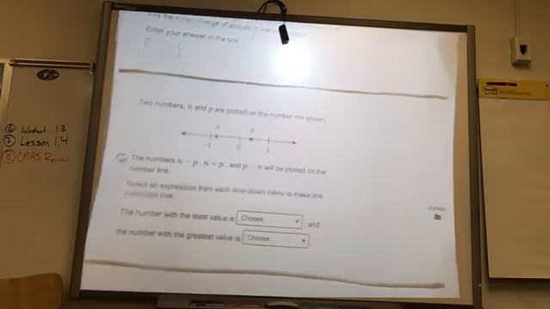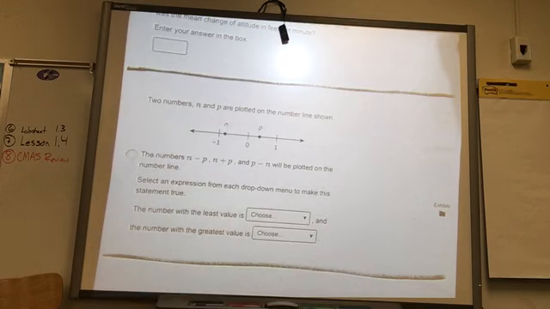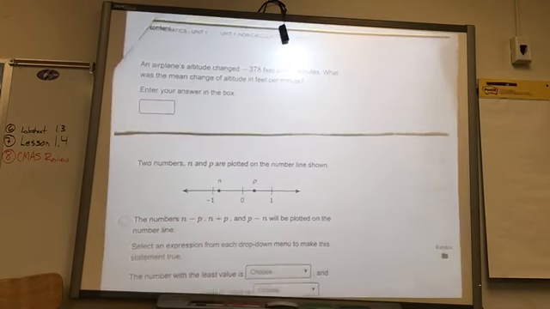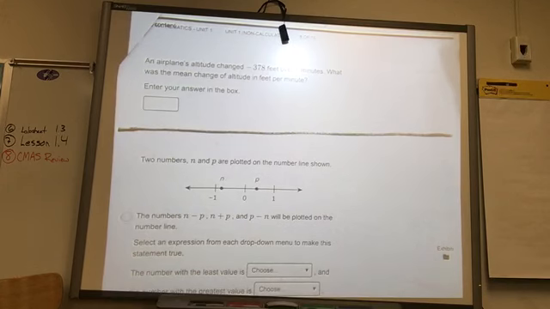This is one that I would expect us to get about 90% accurate as a class. Whoops. It's a drop down. Okay, no, this one is not.